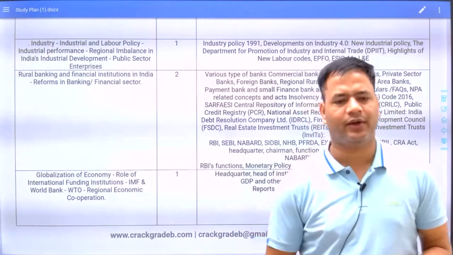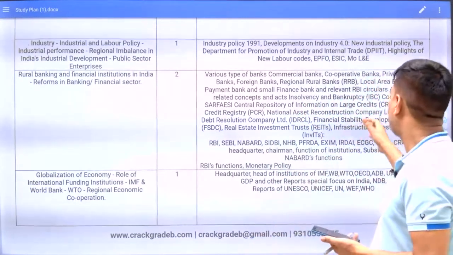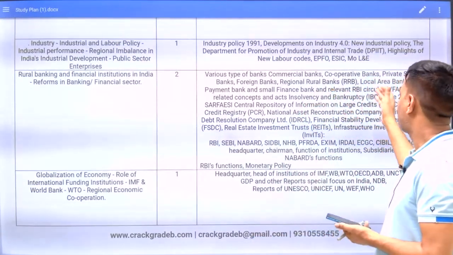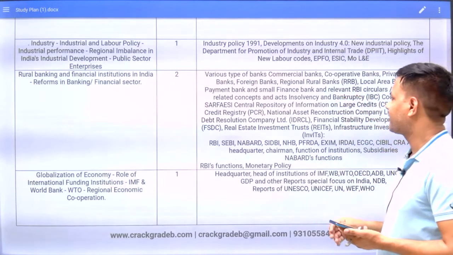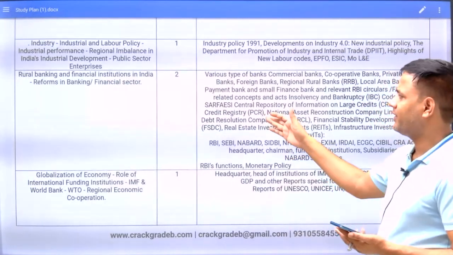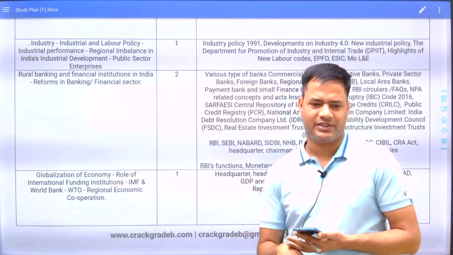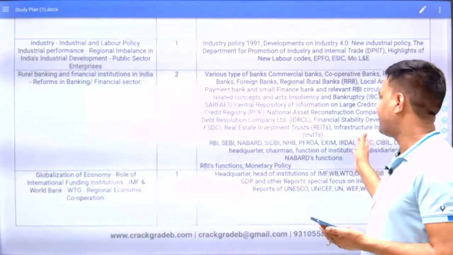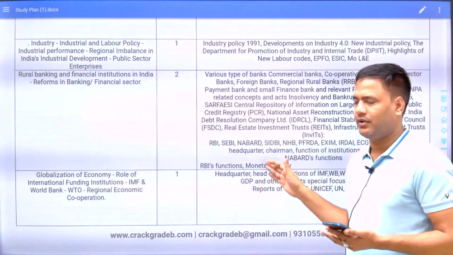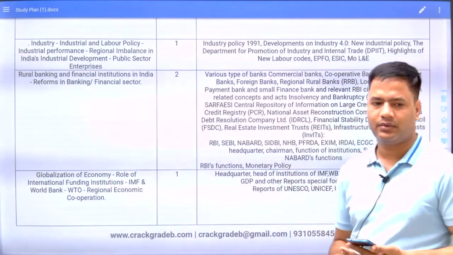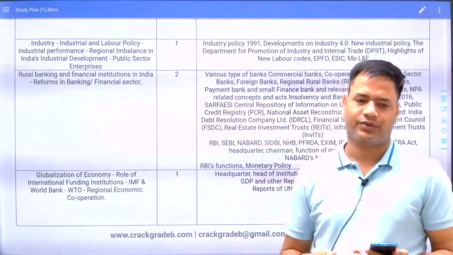RRBs are very important, and cooperative banks, local area bank, payment bank, small finance bank, all these things, and recent reforms in the banking financial sector. So we have to study the latest developments in this sector. All these topics we have mentioned, and you have to study financial institutions.